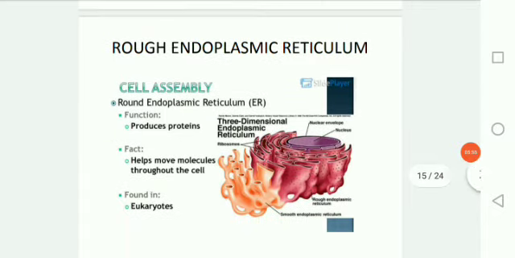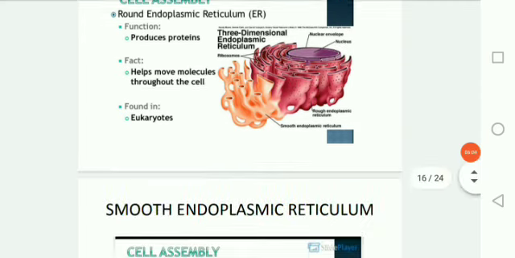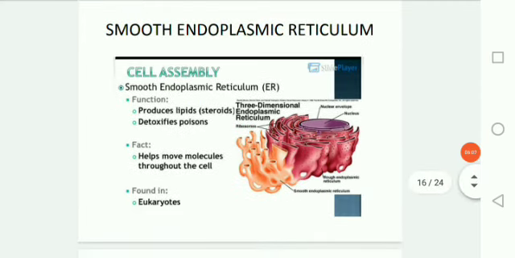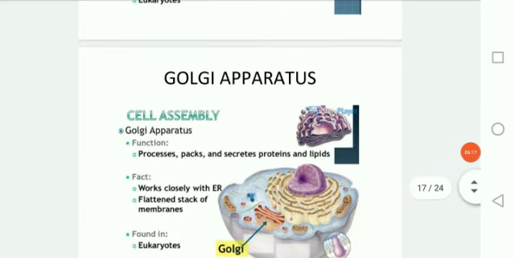Rough endoplasmic reticulum produces proteins and helps move molecules throughout the cell. It is found basically in the eukaryotes. Smooth endoplasmic reticulum produces lipids. It detoxifies and helps to move molecules throughout the cell, found basically in the eukaryotes.